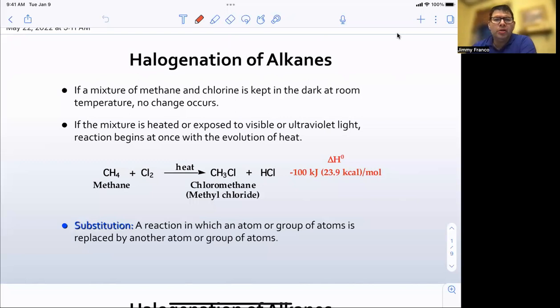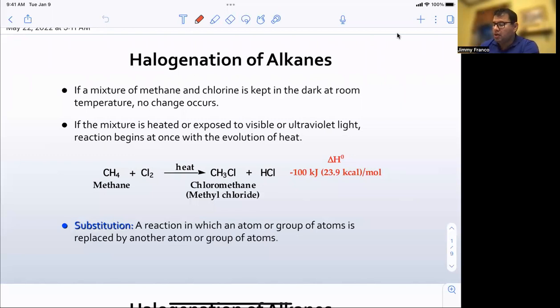Hi, class. So what we're going to look at now is some of the reactions of alkanes. Halogenation and combustion are the two biggest reactions that alkanes do. We'll talk about combustion at the end, but let's start with halogenation. Halogenation is literally putting a halogen on an alkane.